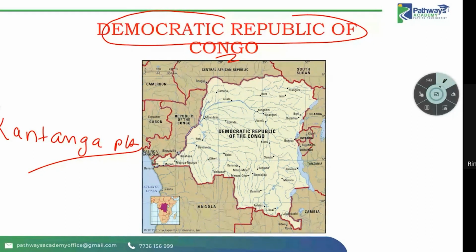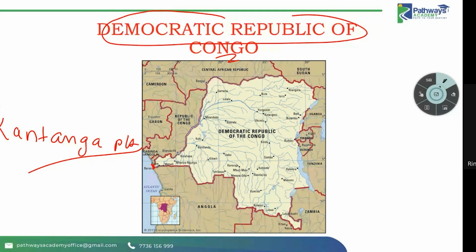Most probably they will ask whether the Democratic Republic of Congo is a landlocked country. No, it has a small opening towards the Atlantic Ocean. So please note it down, it is not a landlocked country.